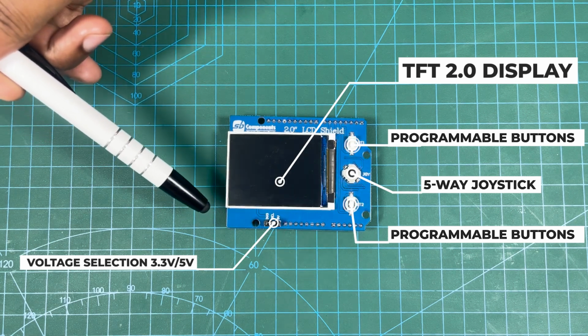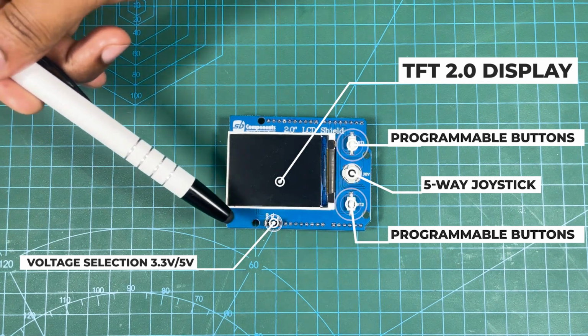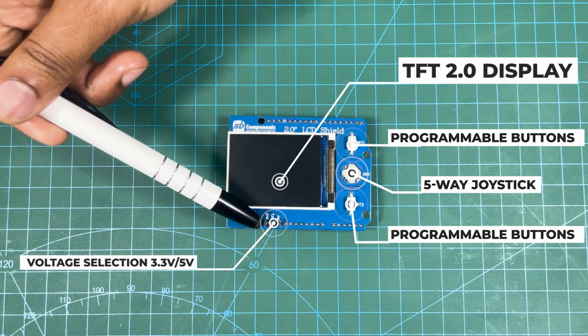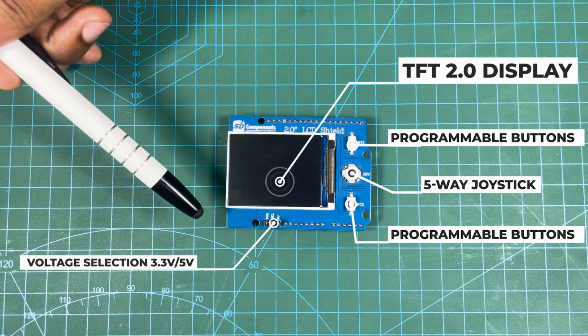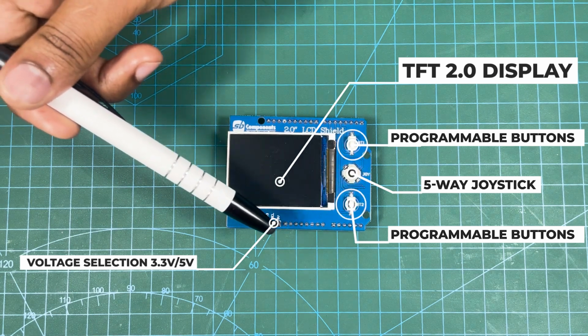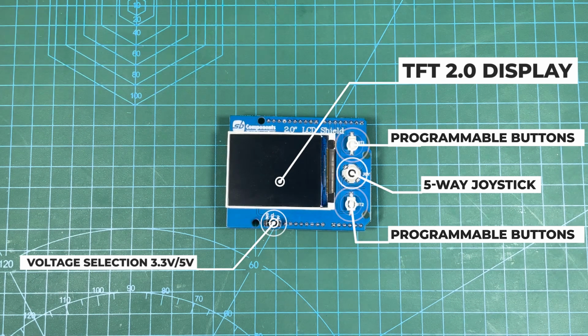When you are using it with a 3.3 volt compatible board, you need to have the jumper on this side, 3v3 SEL. If it is used with 5 volt, then you just have to change this jumper to this side, that is 5 volt and SEL.